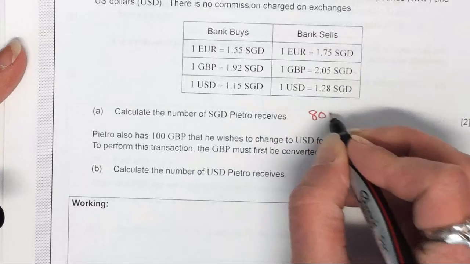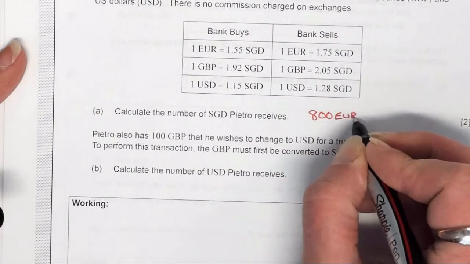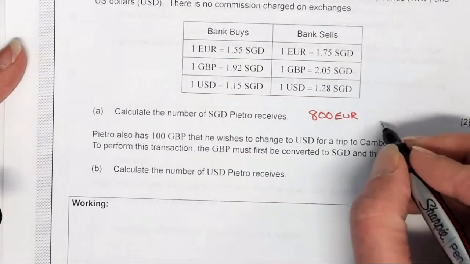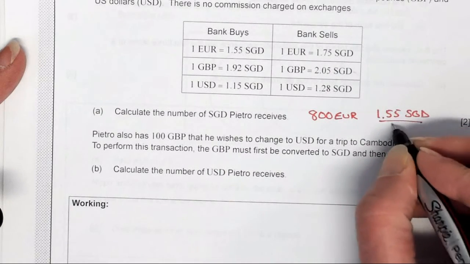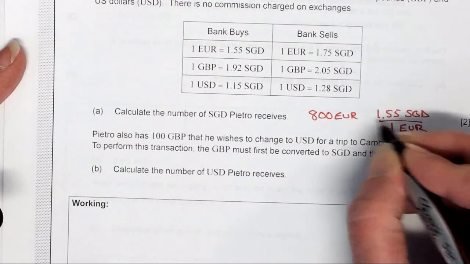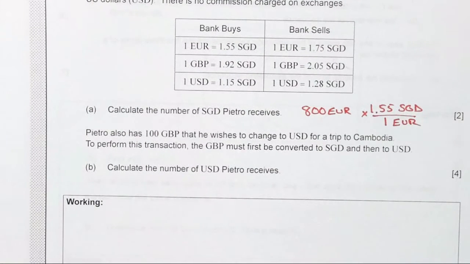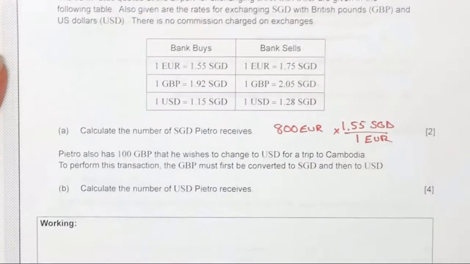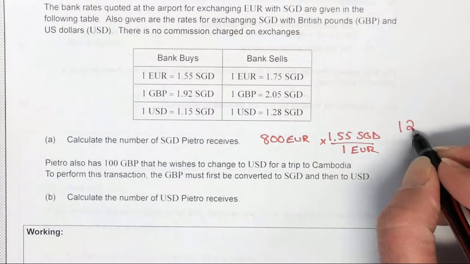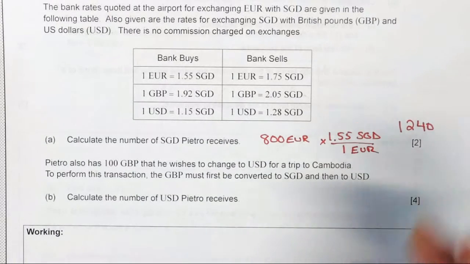So he gives the 800 euros. Each of those is 1.55 Singapore dollars. So you would multiply them together. So how much does he get if I multiply those two together? I'm doing my work up here just so we can look at the picture too. He gets 1,240, I think? Yeah. Okay.